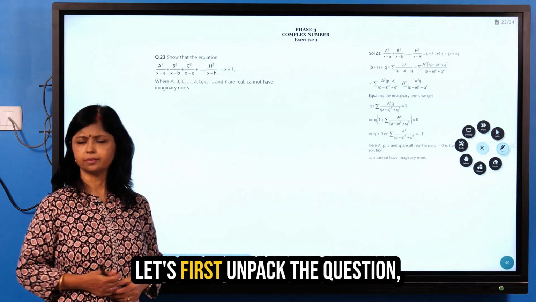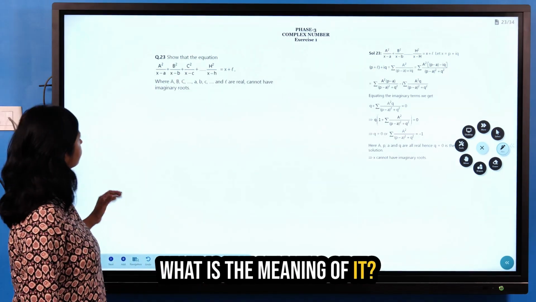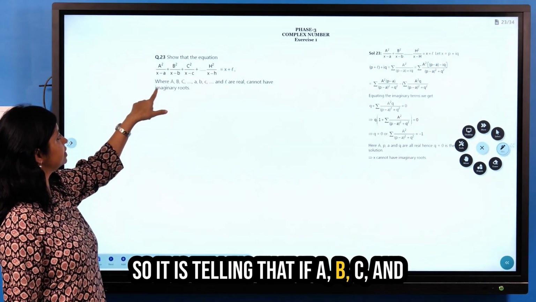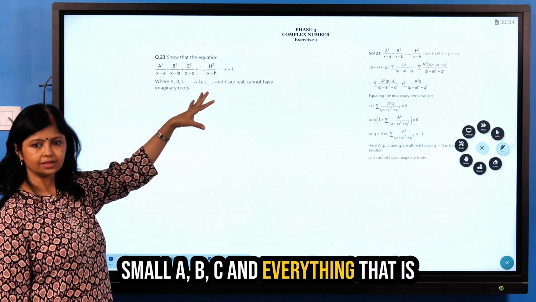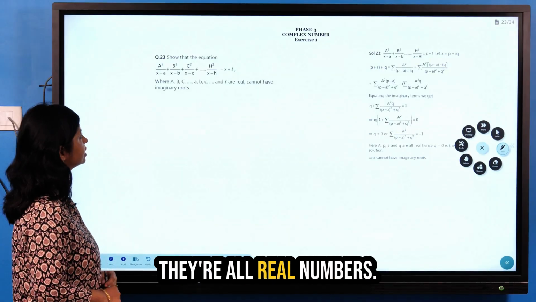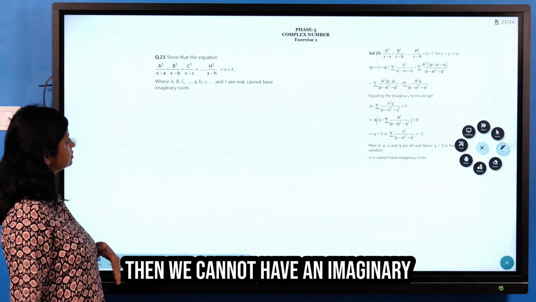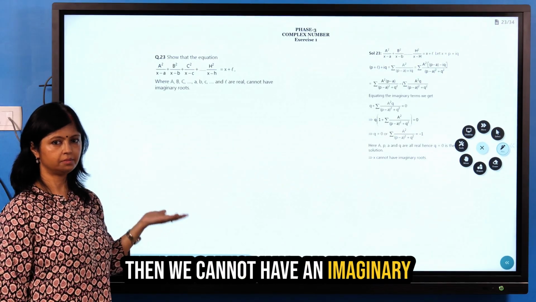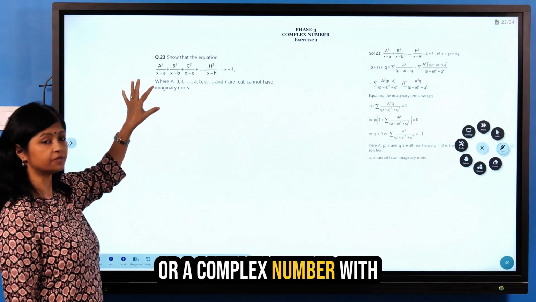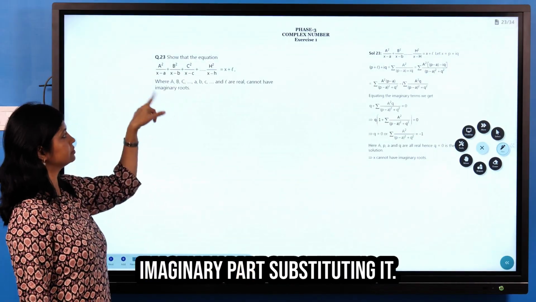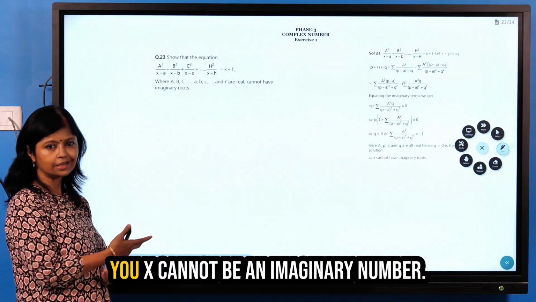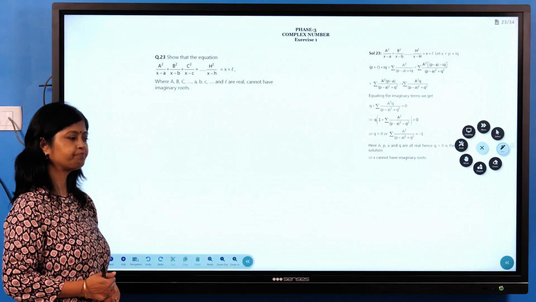Okay, let's first unpack the question. What is the meaning of it? It is telling us that if a, b, c and everything that is involved are all real numbers, then we cannot have an imaginary or a complex number with an imaginary part. Substituting it, x cannot be an imaginary number.